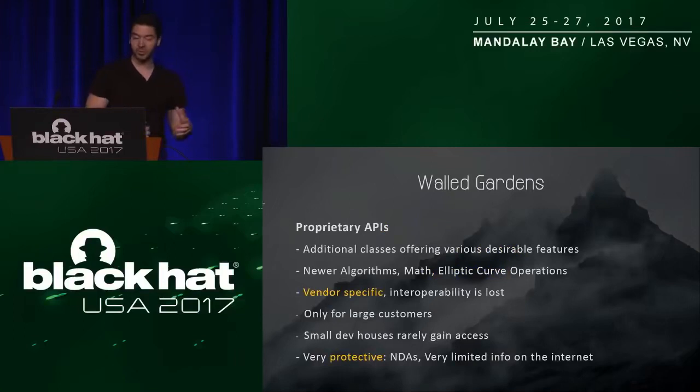And the last peculiarity of this ecosystem is that you have walled gardens. So there are all those restrictions on what you can do and all those API deficiencies or incompatibilities. But there are also proprietary APIs. So what they do with proprietary APIs, vendors are releasing them and they provide additional classes not listed in the official API specification. And there they provide newer algorithms, mathematical operations that are not available, elliptic curve operations sometimes. And all these are vendor specific. So if you try to move from one manufacturer to the other, this API will totally make your applet not run on the other manufacturer.